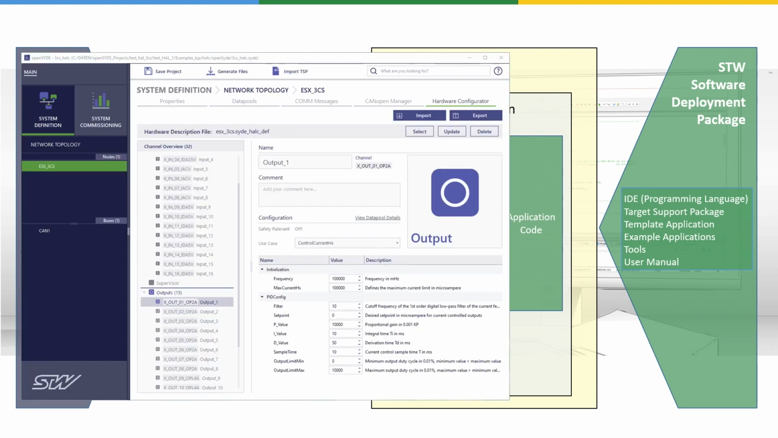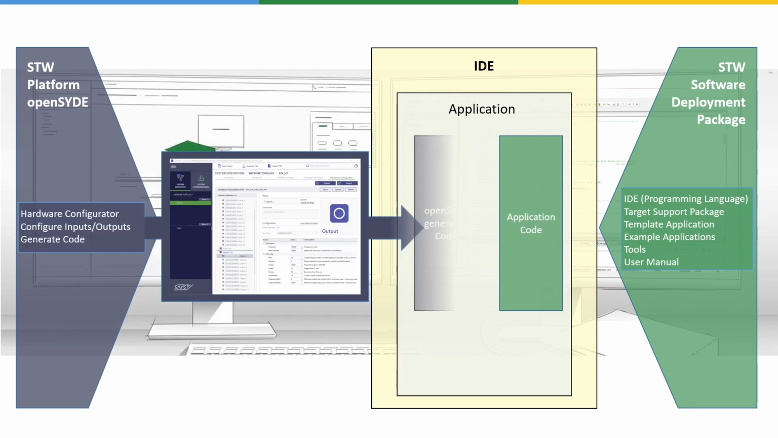The openSYDE user interface displays all the inputs and outputs of the controller, and each required parameter can be configured with a mouse click and stored in a data pool. Code is then generated that you can integrate into your application. Your application must be based on the STW template. Then the so-called HAL driver uses this code to operate the inputs and outputs according to the settings you have made in openSYDE.